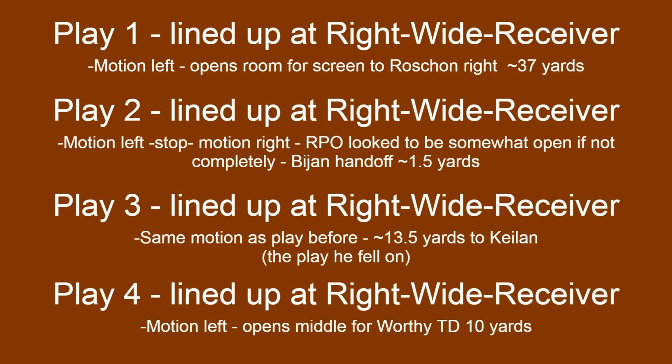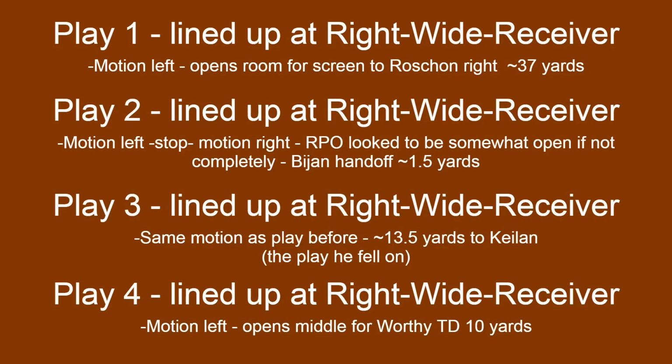So play 1, he's lined up at the right wide receiver. He motions left fully. And this one is probably one of the most... It's right up there with another play that didn't get counted because Whittington didn't catch the ball. But this was one of the 2 most influential plays that he had. He pulls a significant draw on the defense, and that opens up a screen for Roschon Johnson to run 37 yards down the field. It was a great play. It's a great example of taking advantage of the threat of Keilan Robinson's speed.